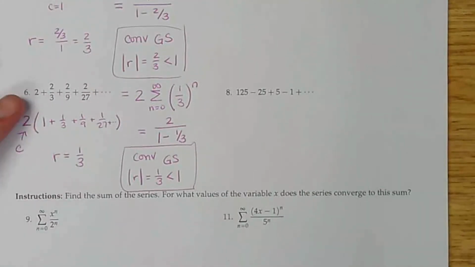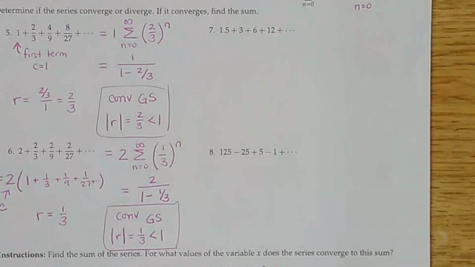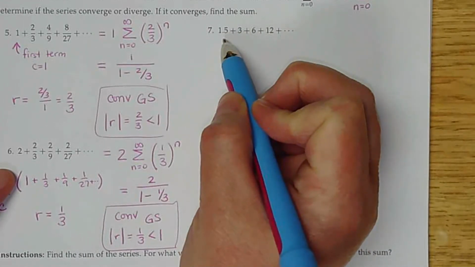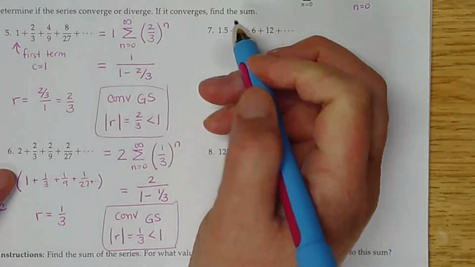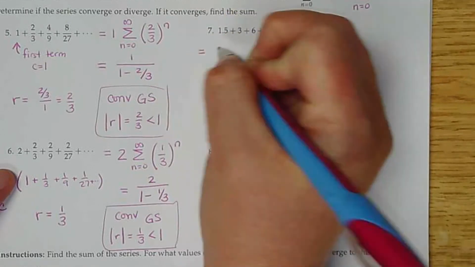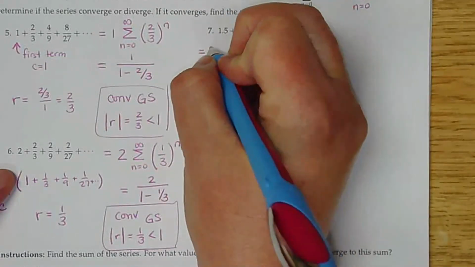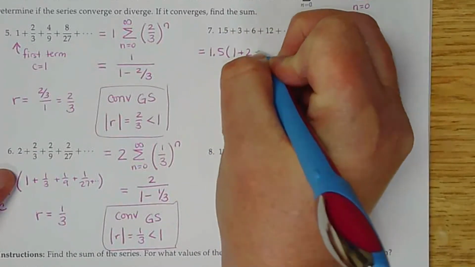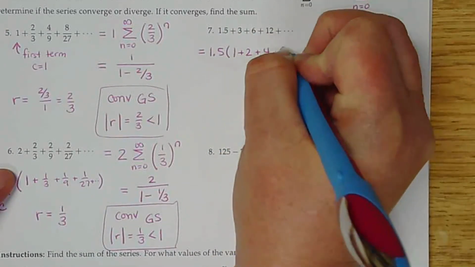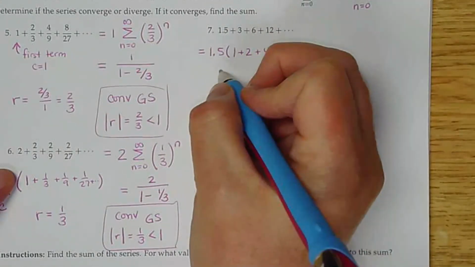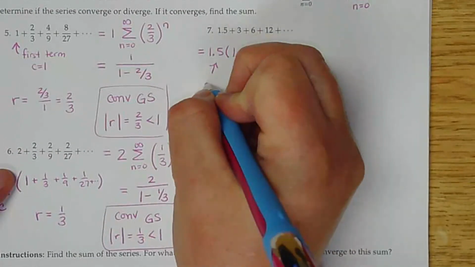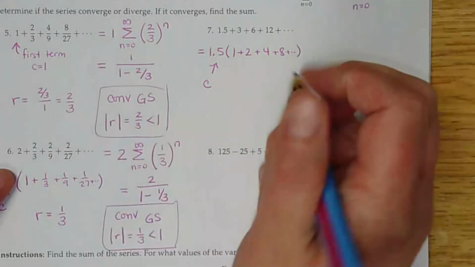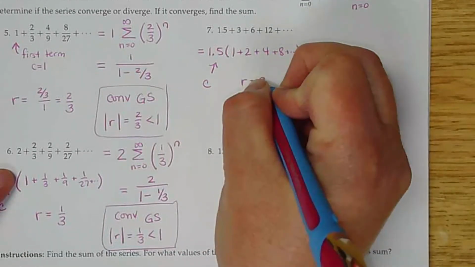Okay, so hopefully you paused that video and gave this a try. Let's see if we got the same answer. So my first term is a 1.5, so that would be my C, and I'm going to go ahead and factor that out so I can see more clearly what's going on. So if I pull a 1.5 out, I get 1 plus 2 plus 4 plus 8. So that 1.5 is my C, and then it looks like I'm multiplying by 2 each time. So that gives me R is equal to 2.